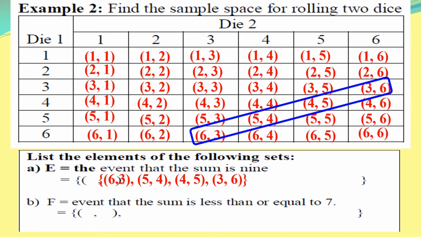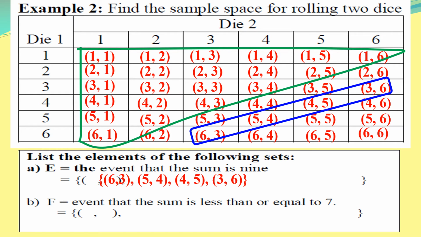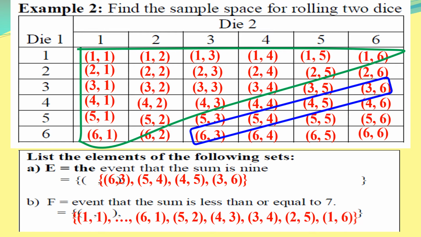Letter B. Let F be the event that the sum is less than or equal to 7. All of the elements that are included in this group. How many of them are there? There are a lot of them. When we list all these elements, we have from 1, 1 and so on until 6, 1, 5, 2, 4, 3, 3, 4, 2, 5, and 1, 6.